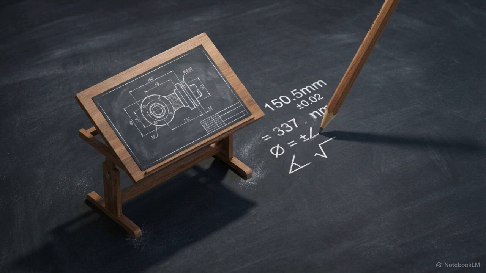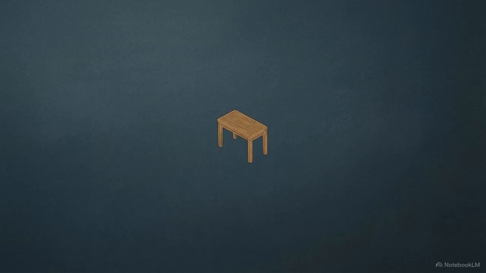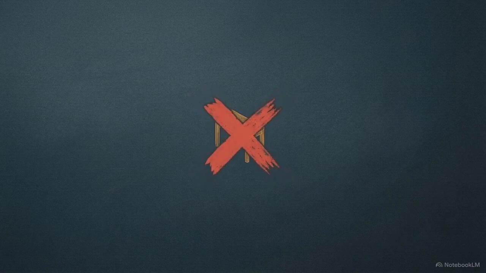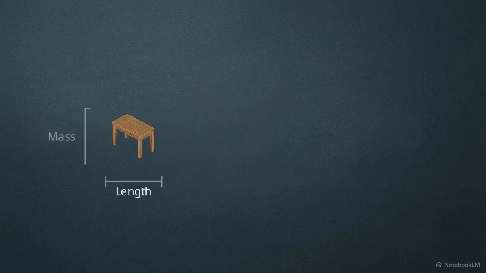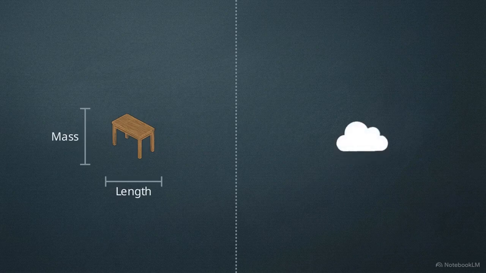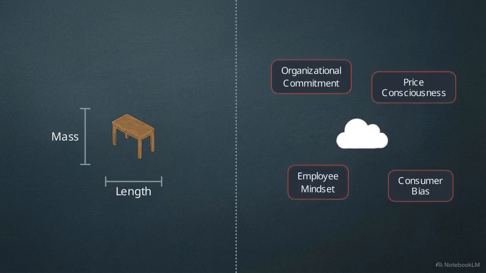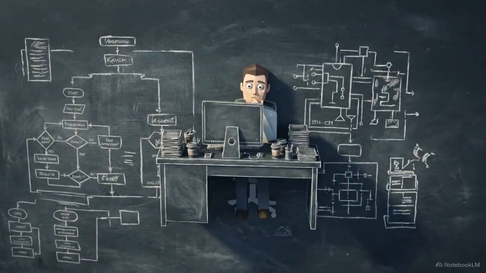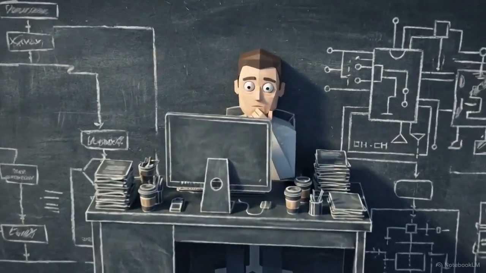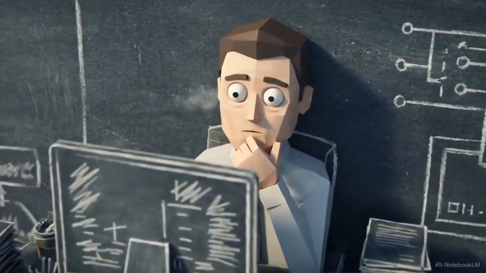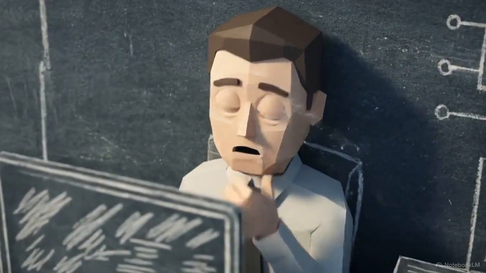You cannot measure an object itself. You can only measure its discrete properties. With physical objects, this is straightforward. We measure length and weight. But human beings introduce abstract, subjective attributes, things like organizational commitment or price consciousness. These internal human states do not come with physical yardsticks. A researcher cannot wrap a measuring tape around an employee's loyalty.